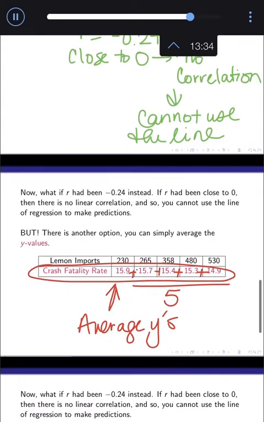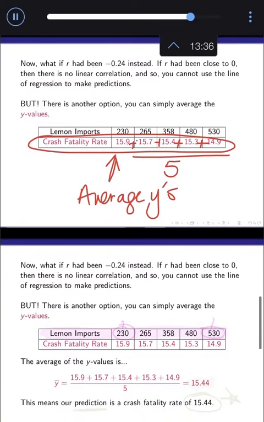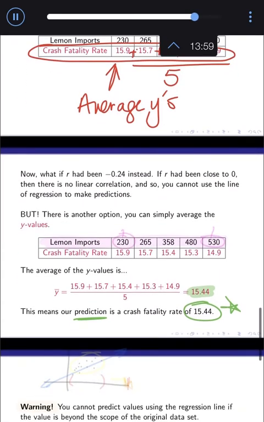And let's see what we would come up with. We would come up with something actually pretty close. We'd end up with 15.44. That would be our prediction for any X value that they gave us, because we can't use a line. There's no X to plug in. We would just always use 15.44 as our default for whatever our prediction is, because we can't use a line.